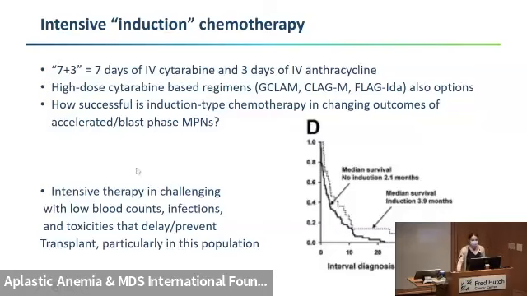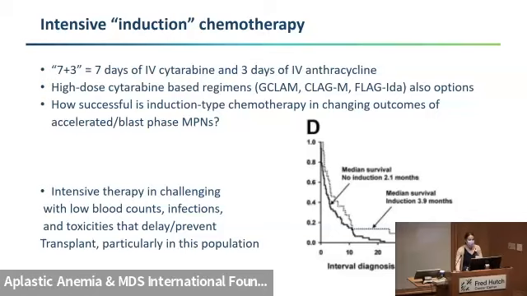What about induction or intensive chemotherapy? So the classic type of induction chemotherapy is called 7+3, which is 7 days of a drug called cytarabine and 3 days of a drug called an anthracycline. We also have high dose cytarabine based regimens, which we will often use here at this center, in case you're a patient here. And how successful is induction type chemotherapy in changing the outcomes of accelerated and blast phase? We're not sure. This is a really older curve, but the induction chemotherapy seemed to have no impact on survival.